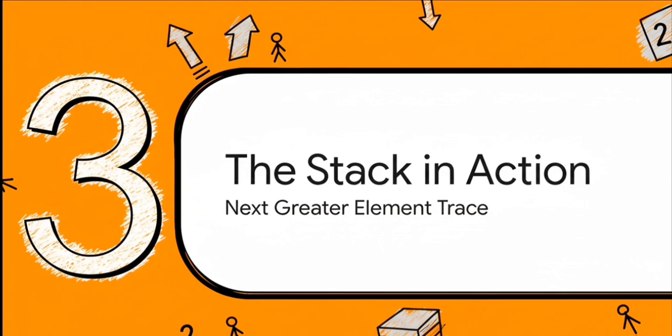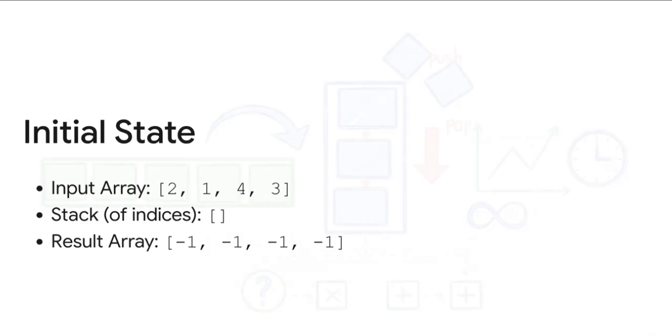So let's walk through our next greater element problem step by step with a real example. Pay close attention, this is where the magic happens. All right, here's our setup. Our input array is 2, 1, 4, 3. We've got an empty stack, and here's a super important detail. We're going to store the indices of the numbers in the stack, not the numbers themselves. You'll see why in a second. We also have our result array, all filled with -1s for now.